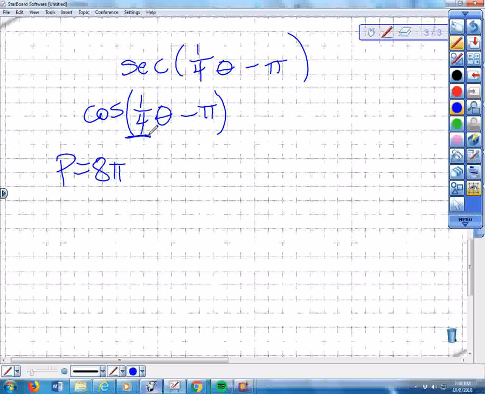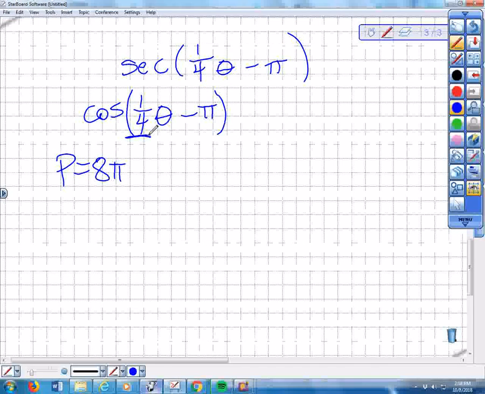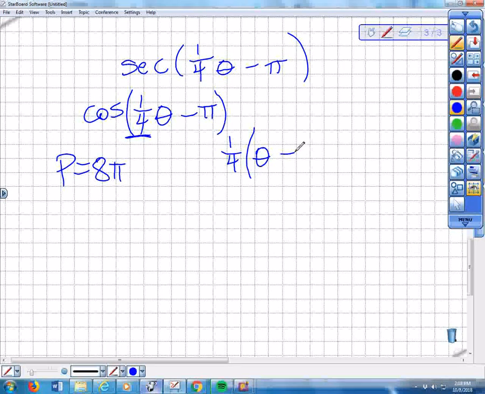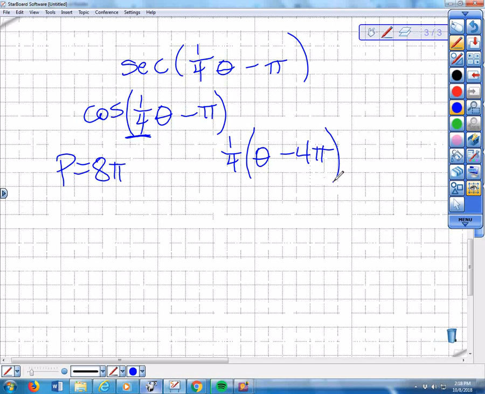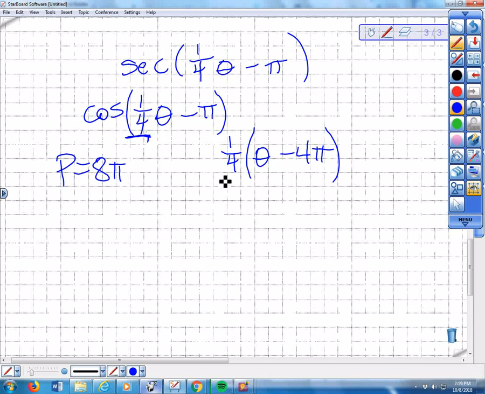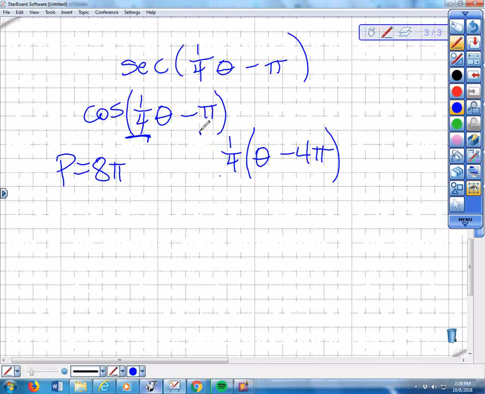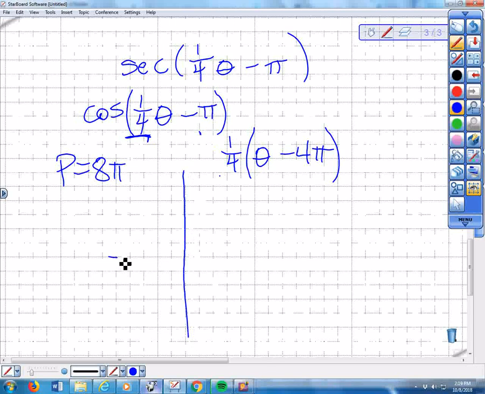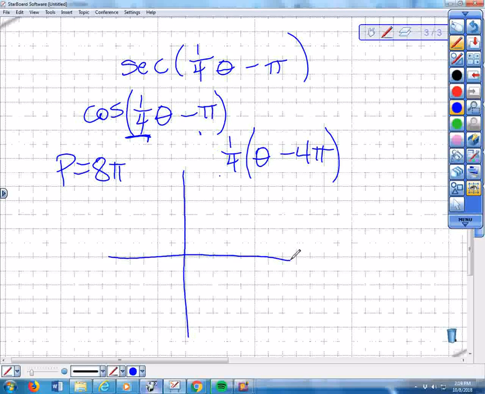Okay, and then the shift. Plus for right one. Oh, yeah, you got it. Right? Because 1/4 times theta is 1/4 theta, and 1/4 times 4 pi is pi. So I always have to factor out that coefficient before I can figure out the shift. Okay? So amplitude's 1. There's no shift up or down, but I do have a shift right, 4 pi.